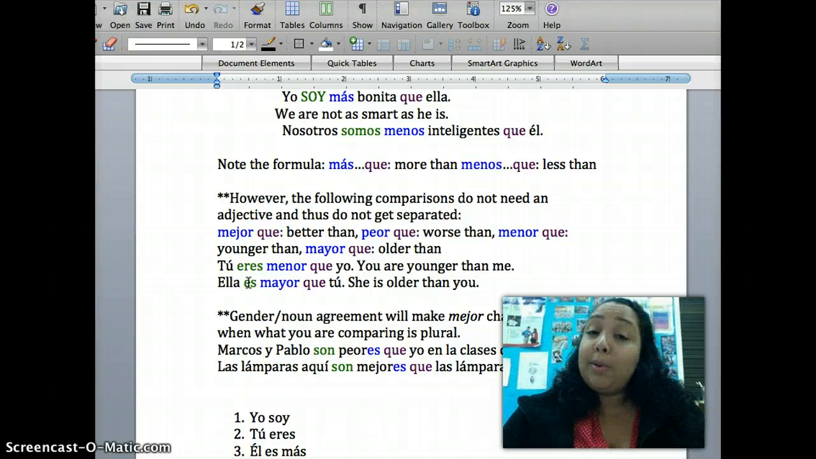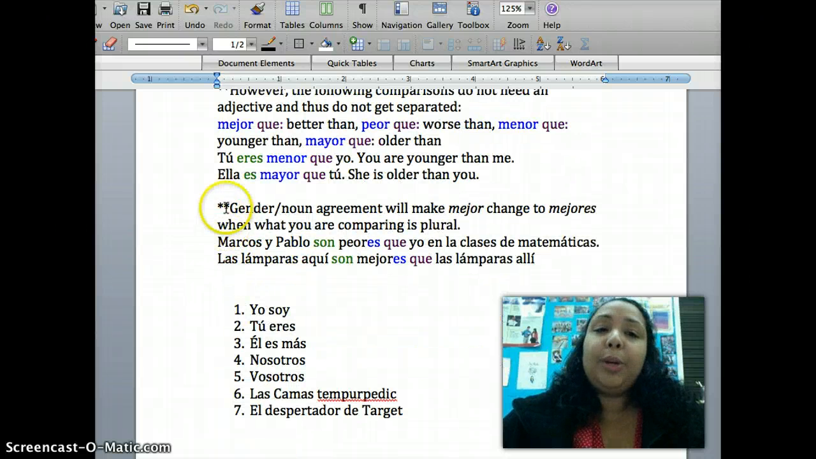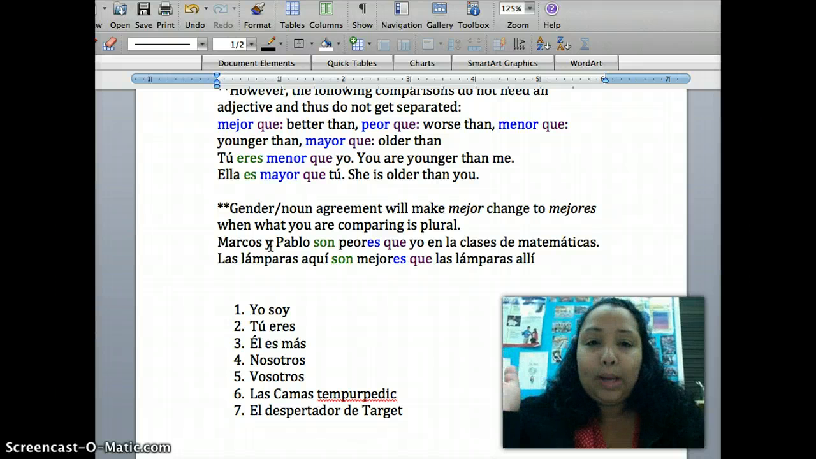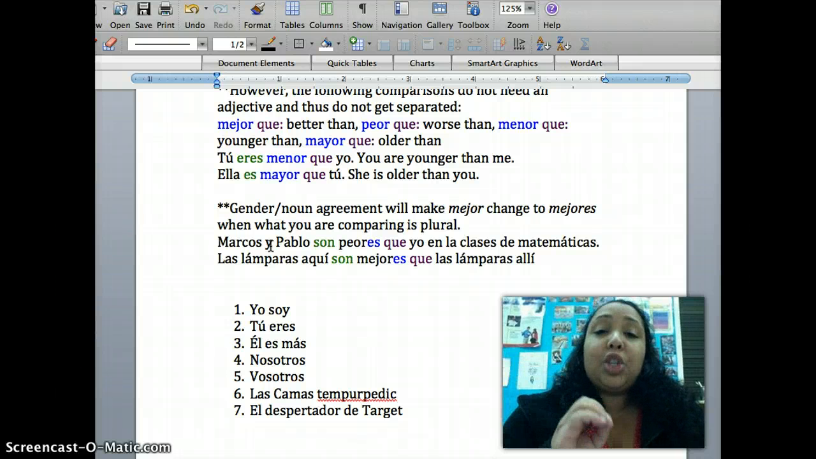So if you don't remember ser off the top of your head, soy, eres, es, somos, son, you need to make sure you study up on that. I'm going to put another little note here with some asterisks by it. Gender non-agreement, it's always, okay? And it's going to change mejor to mejores when what you're comparing is plural.